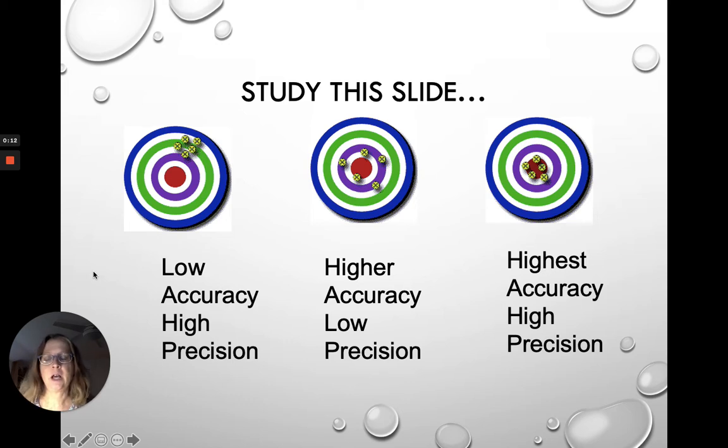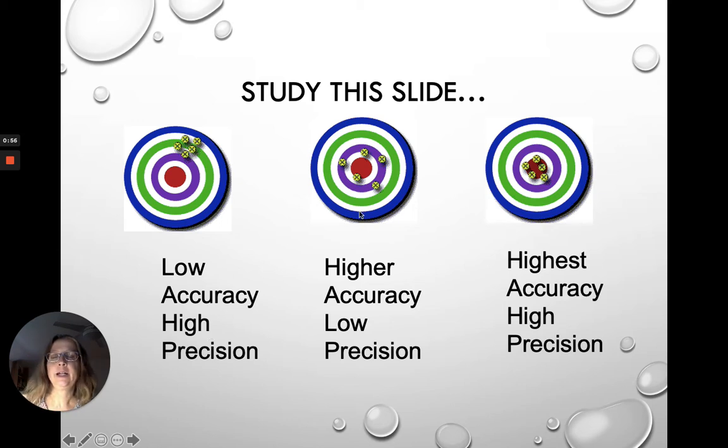Take a look at this slide. It shows three targets. In the first target, you have a red bullseye and 5 yellow darts that have been thrown at it. You can see that whoever threw these darts threw in approximately the same place, but missed the bullseye. We say this is low accuracy and high precision. In other words, you're trying to get to the bullseye. He didn't do that. That's low accuracy. However, every dart he threw landed in a very similar position, and that means high precision.